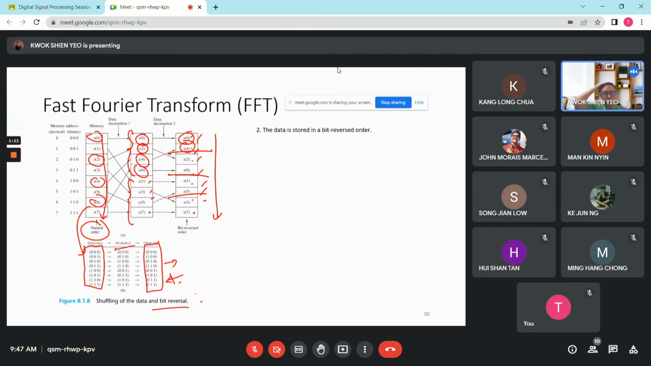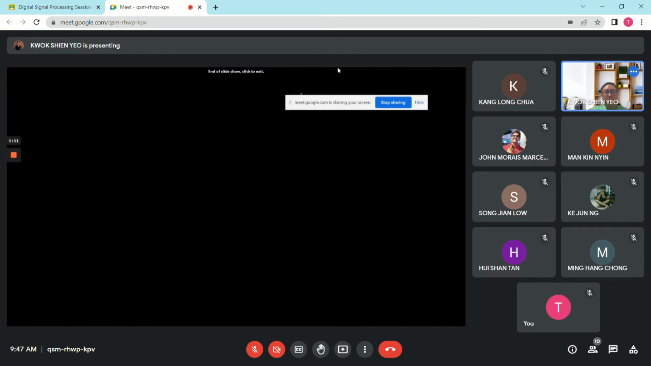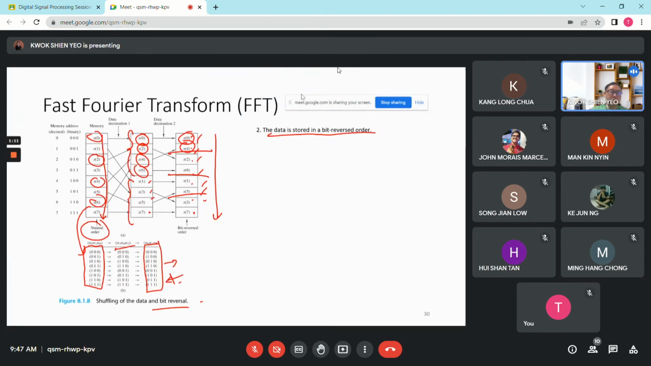Right, bit reversal. The data is stored in the bit reversal order. Okay, so that's all for chapter 2.2.